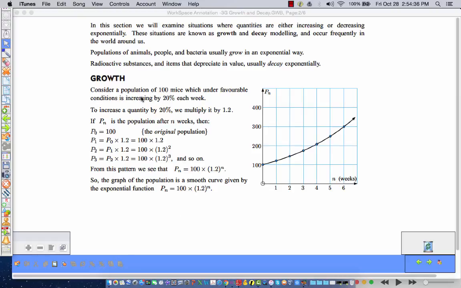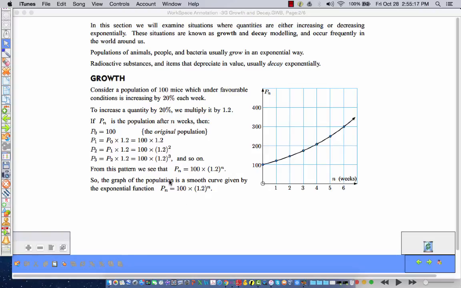If I got a population of 100 mice and their population increases by 20% each week, then their initial population, p sub 0, would be 100. And to find the population after 1 week, I would multiply by 100% plus 20%, or 1.2. So that's 100 times 1.2, whatever that is. And then I would take that population, which is P1, and multiply it by 1.2 again, or the original amount, 100 times 1.2 squared, and so on, okay?